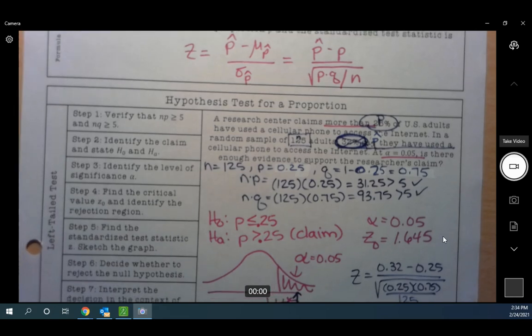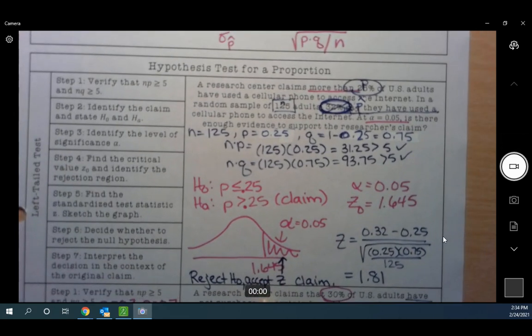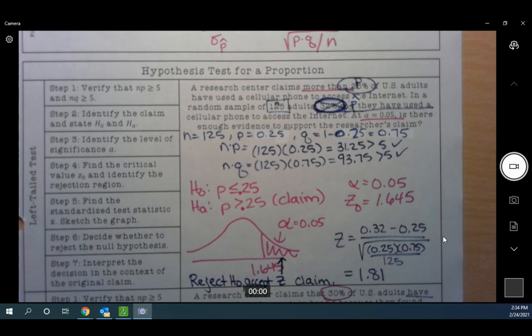Okay, so I'm going to show this one, and then we'll work at the bottom one together. A research center claims more than 25% of U.S. adults have used a cellular phone to access the internet. I think that would actually be higher these days. In a random sample of 125 adults, 32% say that they have used a cellular phone to access the internet. At an alpha of 0.05, is there enough evidence to support the researcher's claim?